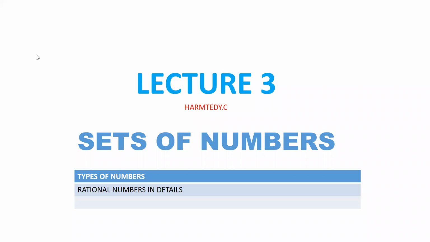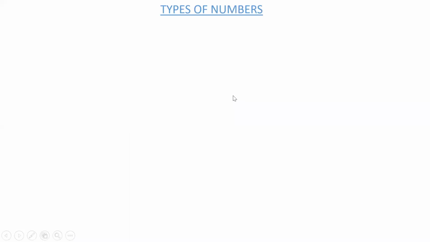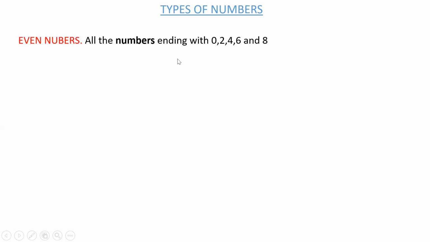Okay, so let's continue. We'll start first by discussing the types of numbers, like I said. Under the types of numbers, the first set of numbers that we're going to discuss are what are known as the even numbers. The simplest definition of even numbers is all numbers that end with 0. So any number that ends with 0, 2, 4, 6, and 8 is known as what? An even number.